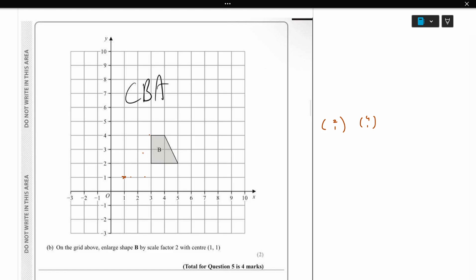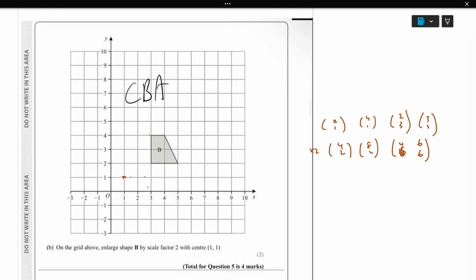Next, this one: 2 right and 3 up. Then next one: 3 right and 3 up. So the scale factor is 2. So we multiply everything by 2, which is going to be 4, 2, then 8, 2, then 4, 6 and 6, 6.